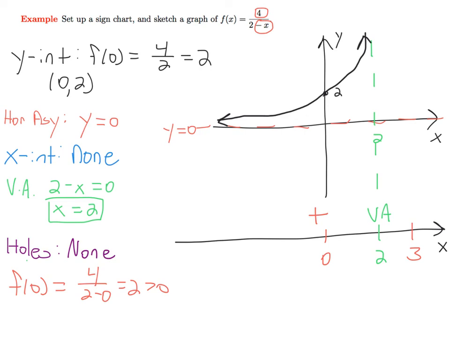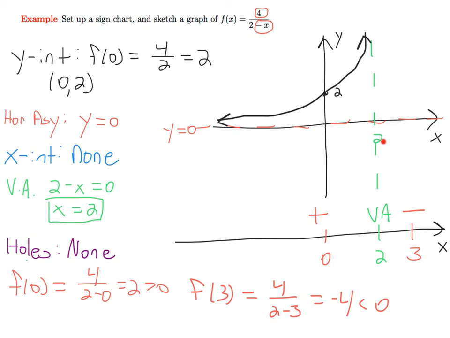The other test value we have is at 3. Evaluating f at 3 gives us 4 over 2 minus 3, which is minus 4, and that's less than 0, that's negative. So on this side, the graph stays below the x-axis. That means as we approach the vertical asymptote from the right, the graph needs to stay below, and it must head off to negative infinity.